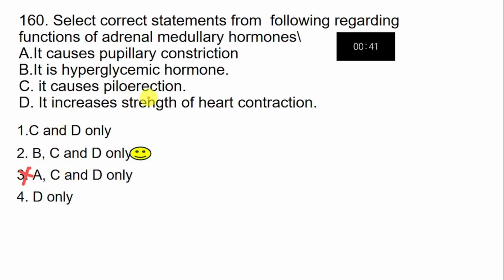C is, it causes piloerection. Yeah, the hair raise. Okay, this will occur. And next one, it increases the strength of heart contraction. This is also correct because it increases the stroke volume and therefore the cardiac output. Okay, so better blood circulation will provide more oxygen and nutrients to muscles. So B, C and D are correct statements. Only A is incorrect. So instead of pupillary constriction, the right answer will be pupillary dilation.